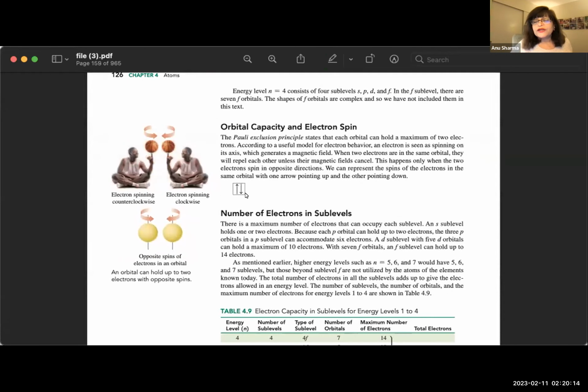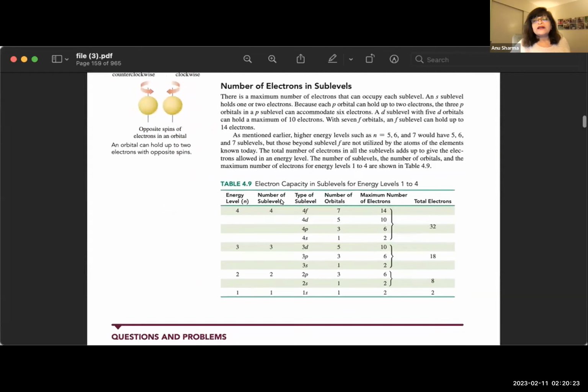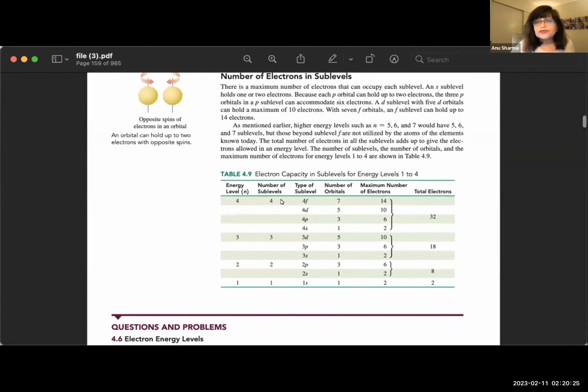Regardless of where the electrons are, in which orbitals, they will always have the opposite spin. One moving clockwise, the other moving anti-clockwise. Okay. Now, here is this table which you're going to use in reference to answer some of the questions.